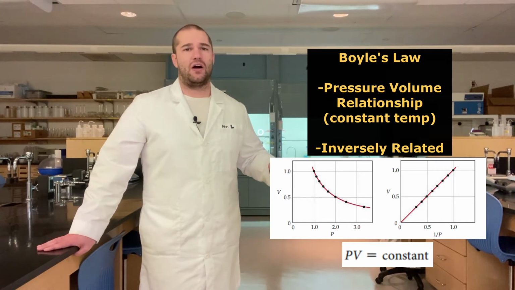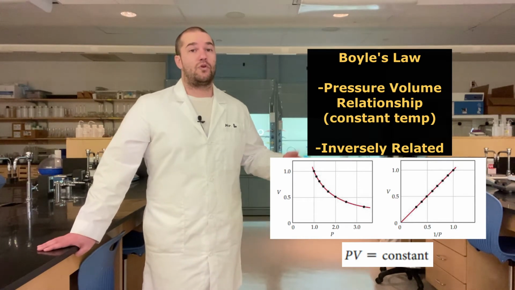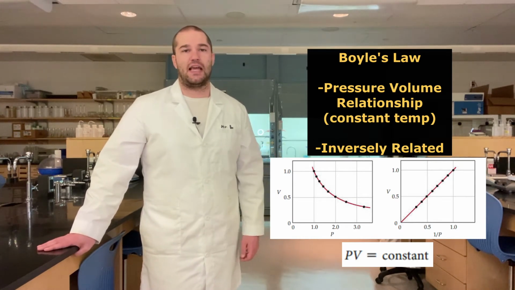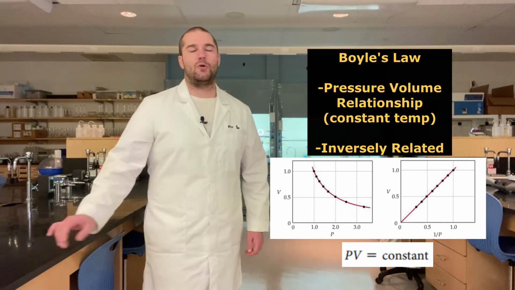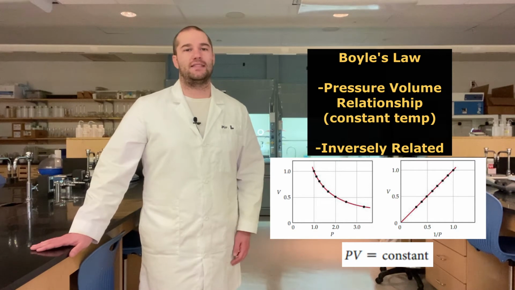So any point along that slope, you might have pressure 1, volume 1 is equal to constant. Pressure 2, volume 2 is equal to the same constant. So you can set these equal to each other. And this leads us to our Boyle's law: P1 V1 is equivalent to P2 V2.